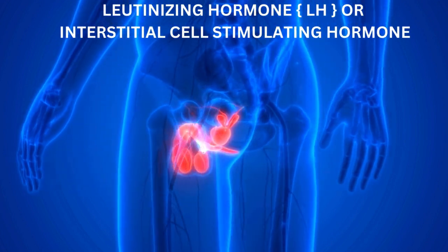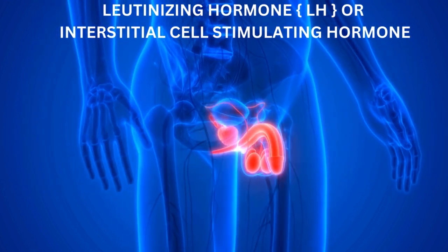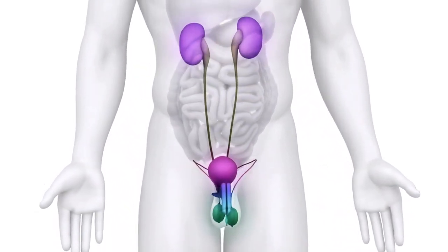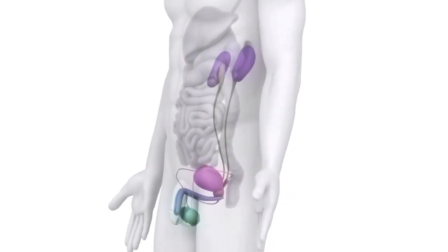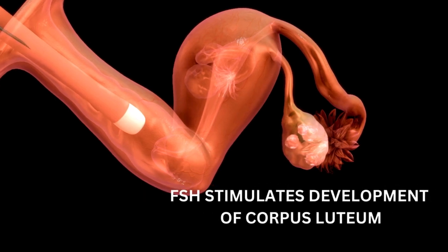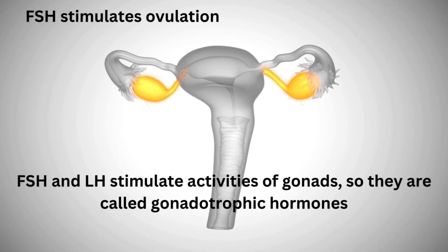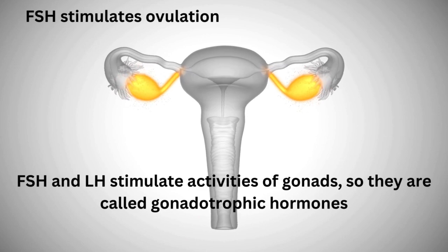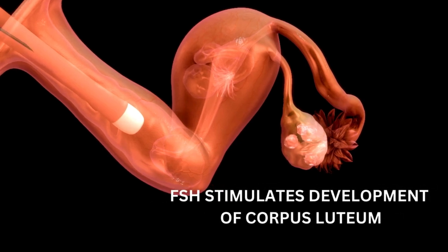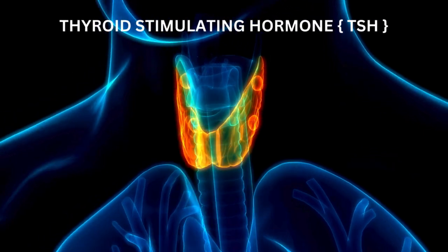Now let's talk about the luteinizing hormone, also called the interstitial cell stimulating hormone. In males, it helps in the formation of Leydig cells of the testis, which secrete a male hormone called testosterone that regulates the secondary sexual characters. In females, it stimulates ovulation and the development of the corpus luteum. Both FSH and LH maintain the gonads, so they are also called the gonadotropic hormones. In females it stimulates ovulation and development of the corpus luteum, which is how the eggs are formed in women.